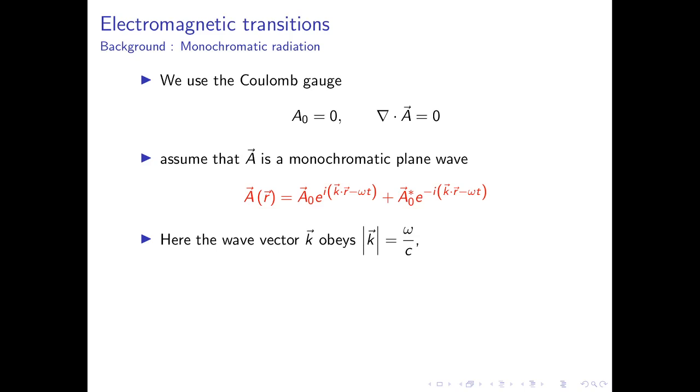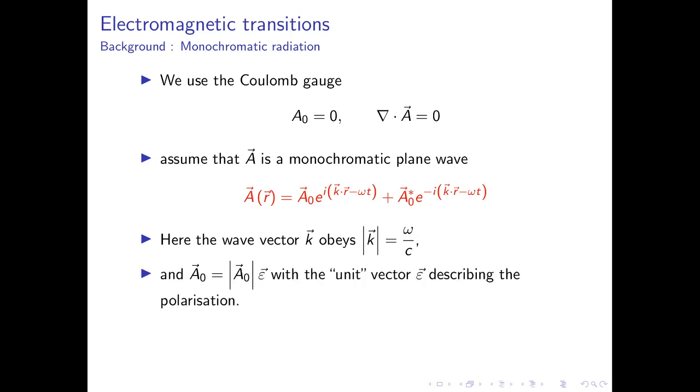times a quote-unquote unit vector epsilon. The reason why I put the unit here within quotes is that this epsilon vector can in general be complex, and when you say unit vector, you mean unit norm using the norm, the inner product of complex vectors, that is a star dot b.